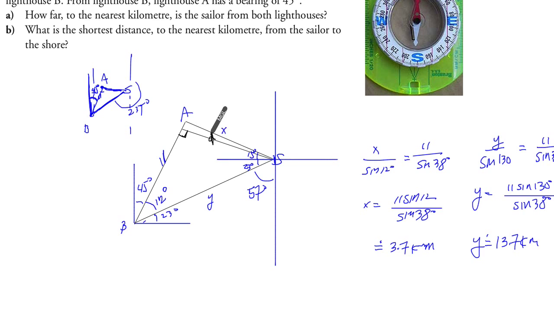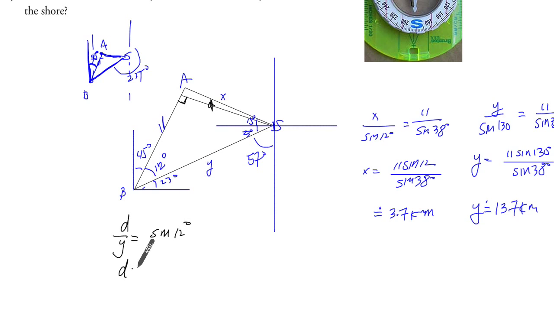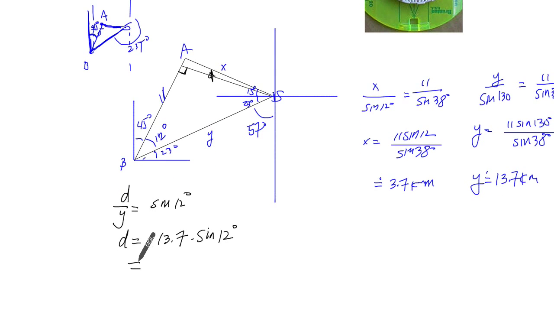I'm going to call that D, but note that D over Y is equal to sine of 12. We just found y, so d is going to be just 13.7 times sine of 12. Accurate to the second decimal point, 2.85 kilometers. That's the shortest distance from the sailor to the shore.